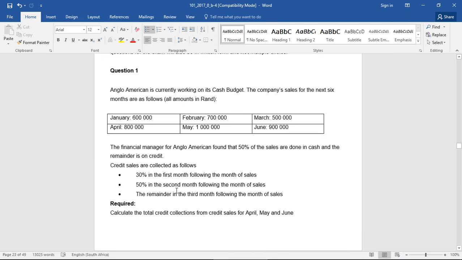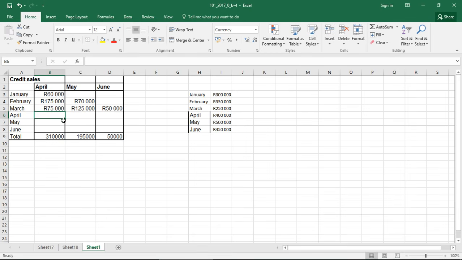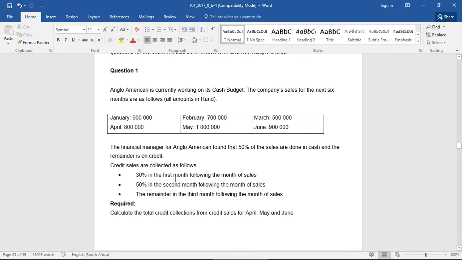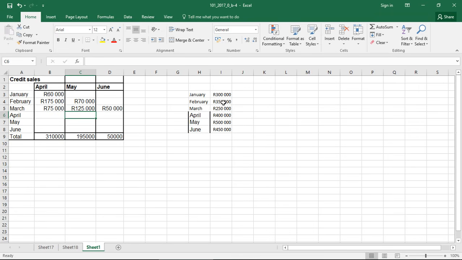Now we go to April. April, 30% is in the first month following the month of sale. That means nothing for April will be collected in April. The first installment is the month following the month of sale, which is May. So we're going to collect the 30% of April in May. So we take April, and it's in May, you can see, times 30%. Got 120,000 there.